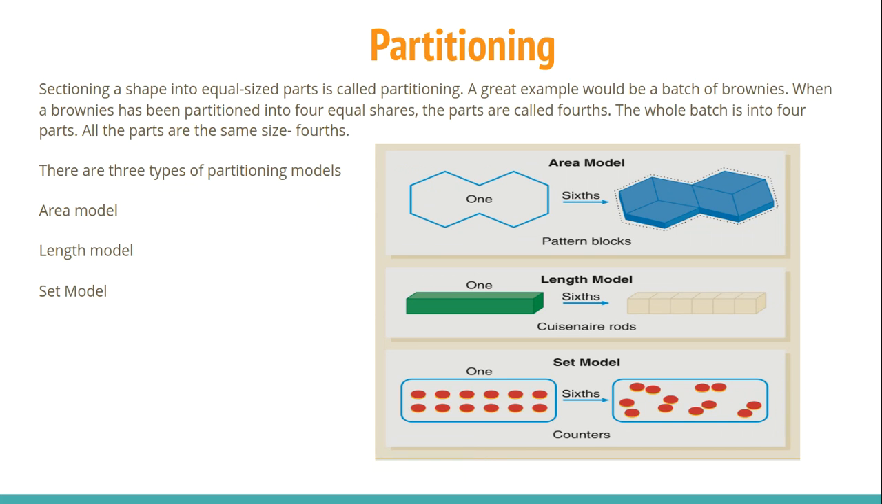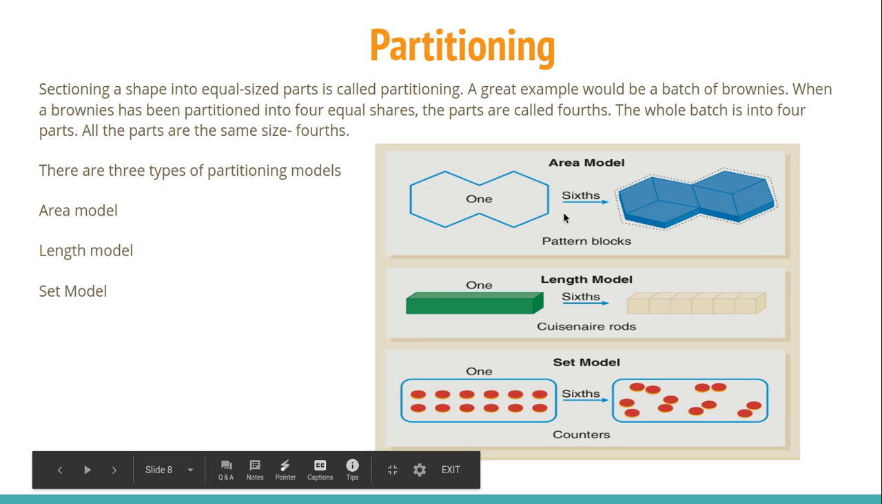So partitioning. This is where you're sectioning a shape into equal size parts. It's called partitioning. A great example would be a batch of brownies. We all love brownies, but we want to make sure there's enough for everybody. When a brownie has been partitioned into 4 equal shares, the parts are called fourths. The whole batch is into 4 parts. All the parts are the same size, fourths. So there are 3 types of partitioning models: area, length, and set.